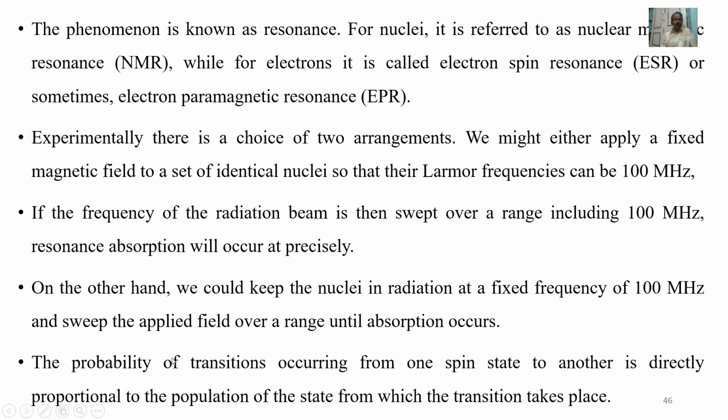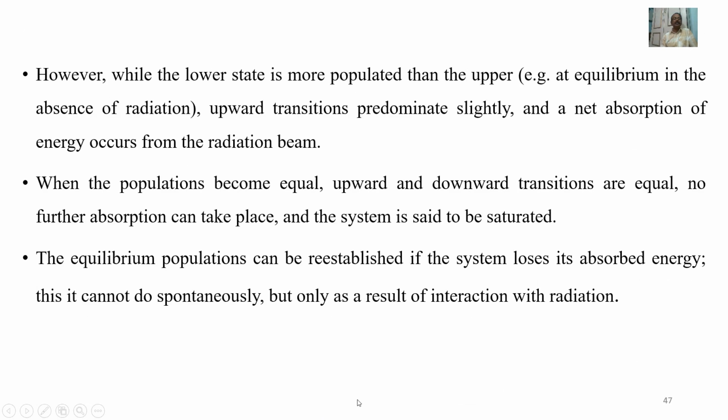The probability of transitions occurring from one spin state to another is directly proportional to the population of the state from which the transition takes place. However, while the lower state is more populated than the upper state, for example at equilibrium in the absence of radiation, the upward transitions predominate slightly and the net absorption of energy occurs from the radiation beam. When the populations become equal, upward and downward transitions are equal. So no further absorption takes place and the system is said to be saturated.